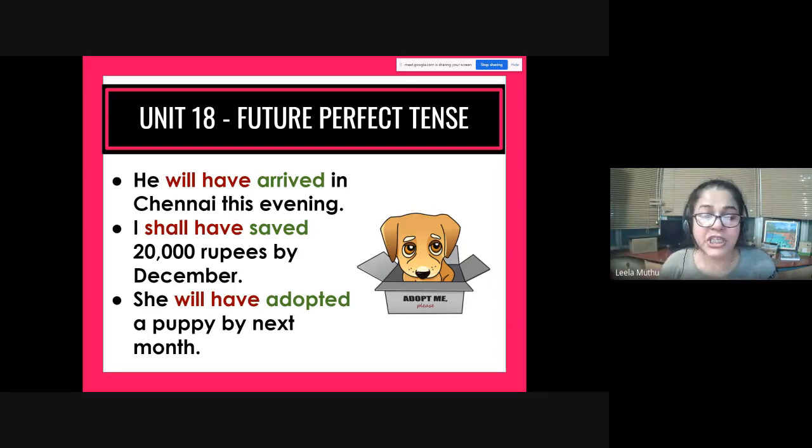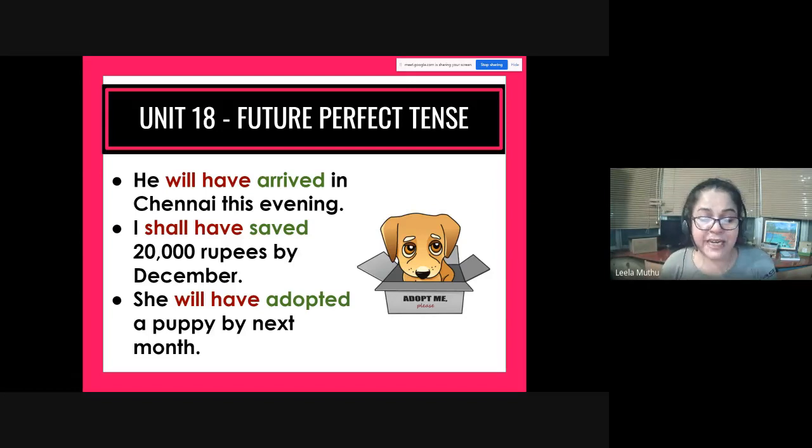All right, I shall have saved 20,000 rupees by December. Blue X is December. And by that blue X, the red X would have completed this action of saving the money. So I shall have saved 20,000 rupees by December, where the blue X is December.